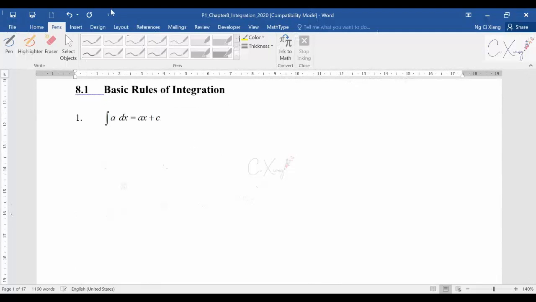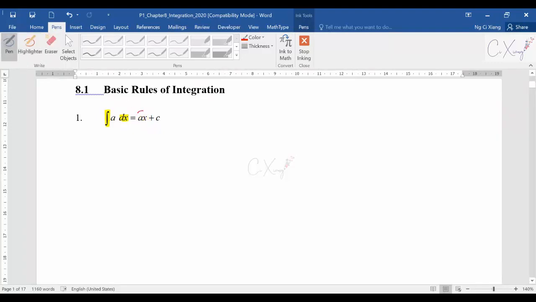So first, when you want to do any integration, you will always see this sign. This is the integration sign with dx at the end. Integrate something dx, integrate something dt is also possible, but generally we are using x. If they want you to integrate a, where a is a number, integrating a number with respect to x is equal to ax plus c. That means you just add an x at the back of the a.